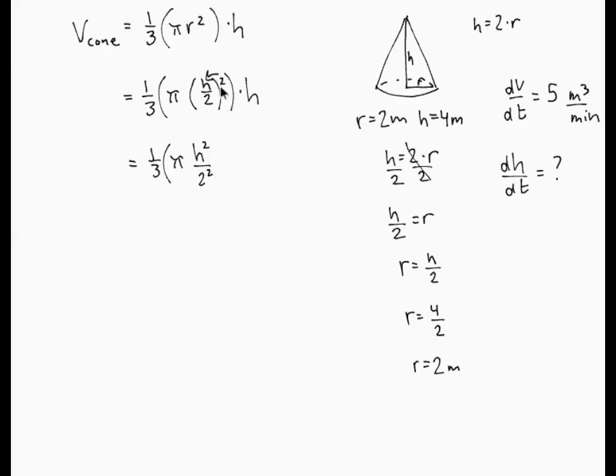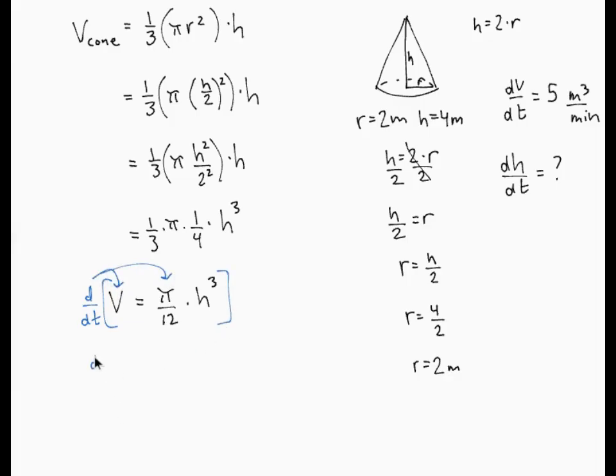Using properties of exponents, h over 2 in parentheses squared is the same as h squared over 2 squared. h squared times h will equal h cubed. Multiplying the constants together, we get pi over 12 times h cubed is equal to the volume. Remember that we're trying to find the rate of change of the height with respect to time. So we'll need to take the derivative with respect to time of the entire volume equation.